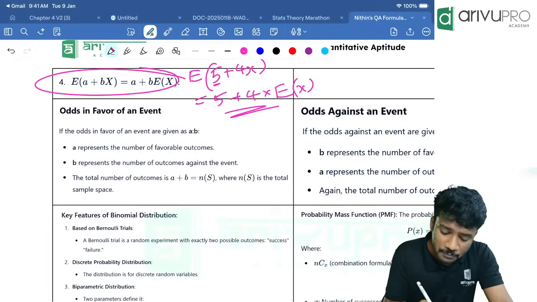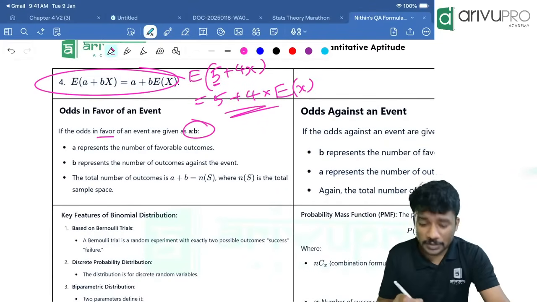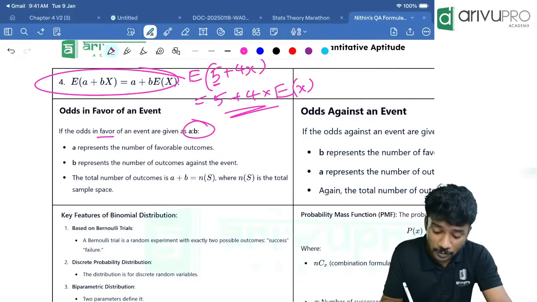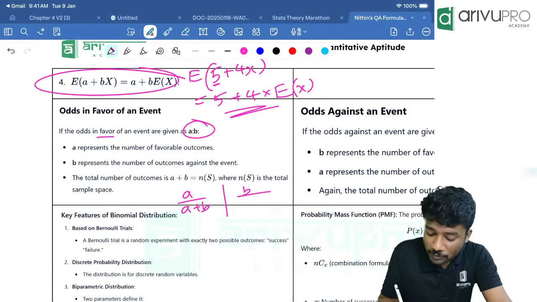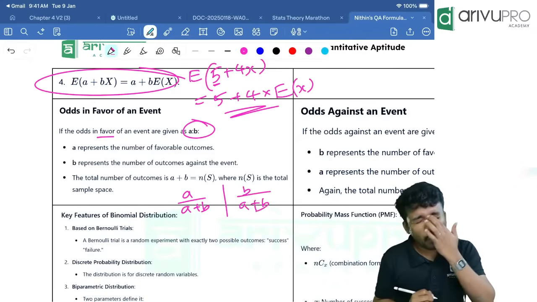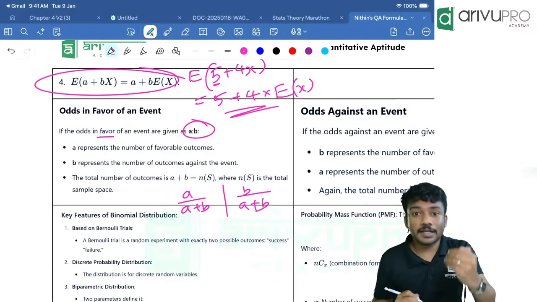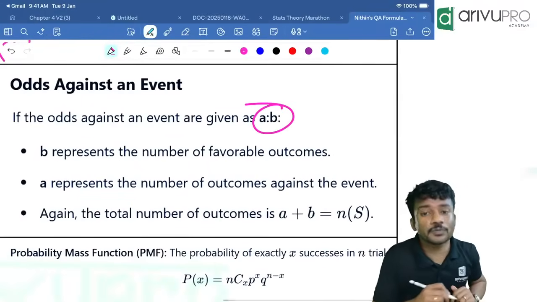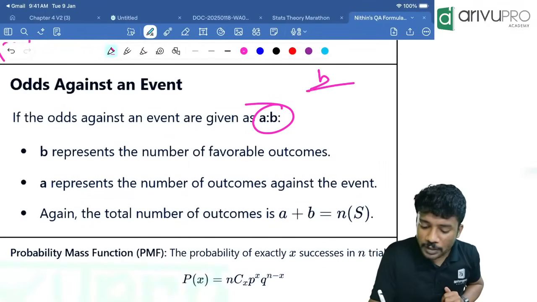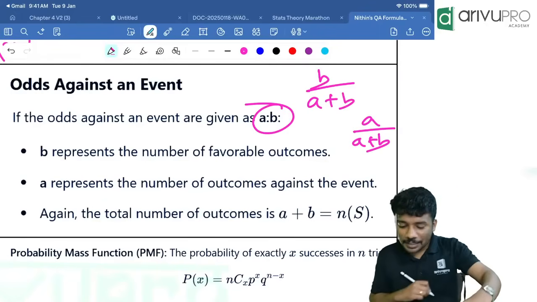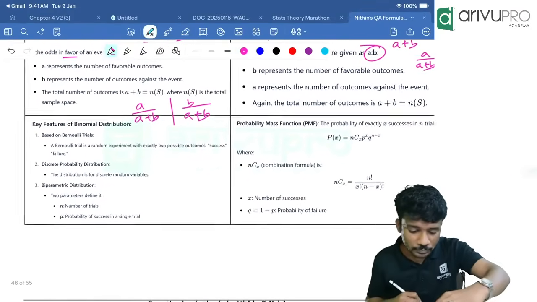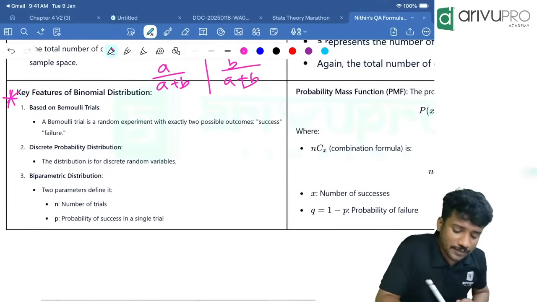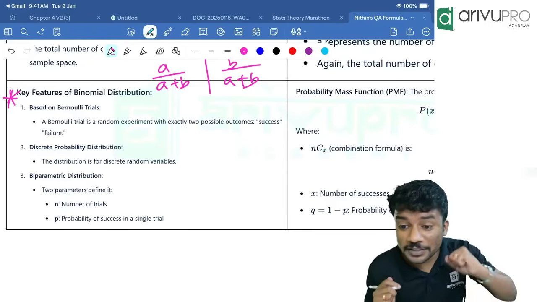People, when we are saying that odds in favor of an event A is A to B, odds in favor means the probability of occurrence of A will be A divided by A plus B. Probability of non-occurrence will be B divided by A plus B. Then odds against means we will take the second value and write it in the numerator, divided by A plus B. Now look here, odds against an event A is A to B. That means the probability in favor will be B by A plus B. Odds against will be A by A plus B. Remember these things.